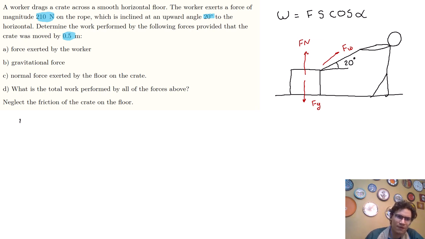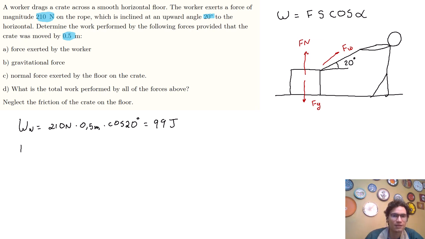So first, to find the work done by the worker, we use the force, which is 210 newtons, times the displacement in that direction, which is 0.5 meters, times the cosine of 20 degrees. And we know, putting that on the calculator, that's equal to approximately 99 joules.